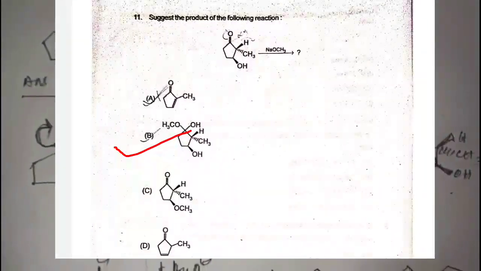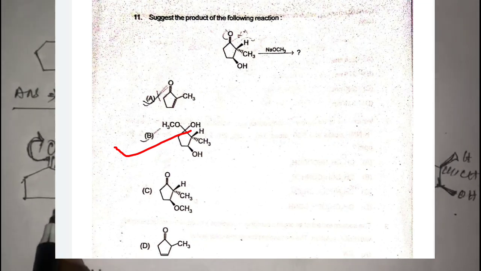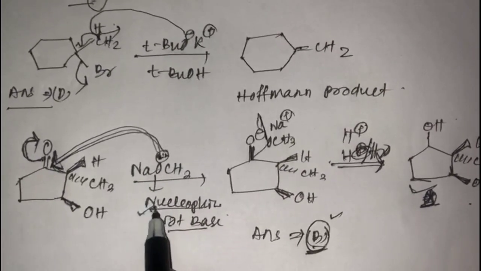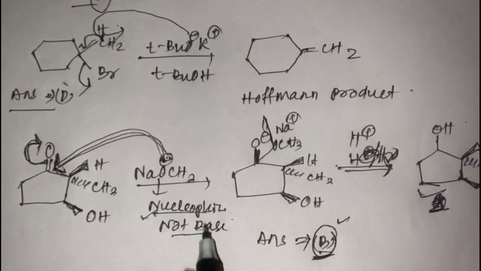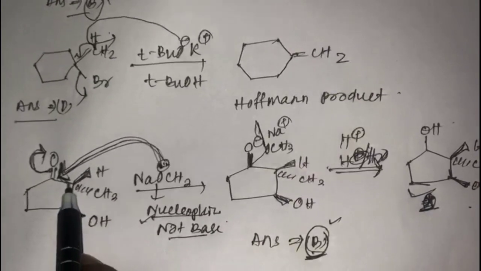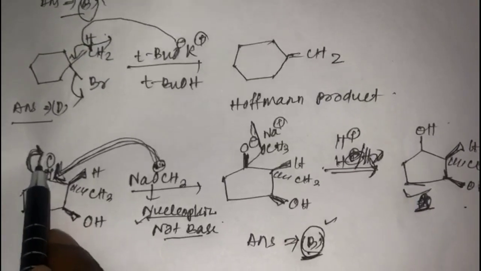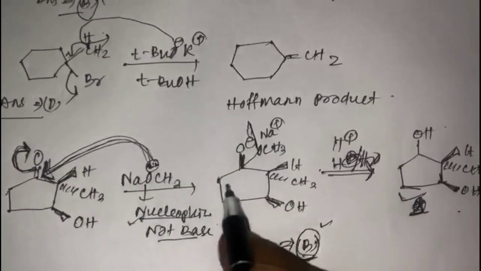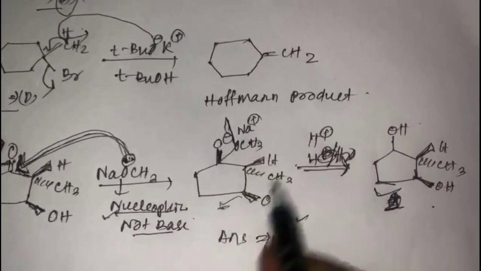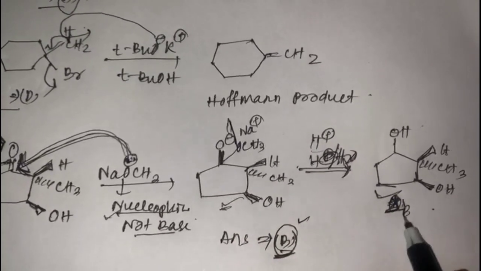Okay, so question number 11, that is, suggest the product of the following reaction. Here there is a compound which reacts with NaOCH3. Remember, this reagent acts as a nucleophile, not a base. Here the lone pair of oxygen attacks the electrophilic center, that is the carbon, and this bond shifts towards oxygen because oxygen is more electronegative. See, this will be formed. So this product undergoes protonation to form the required product, that is your option B.